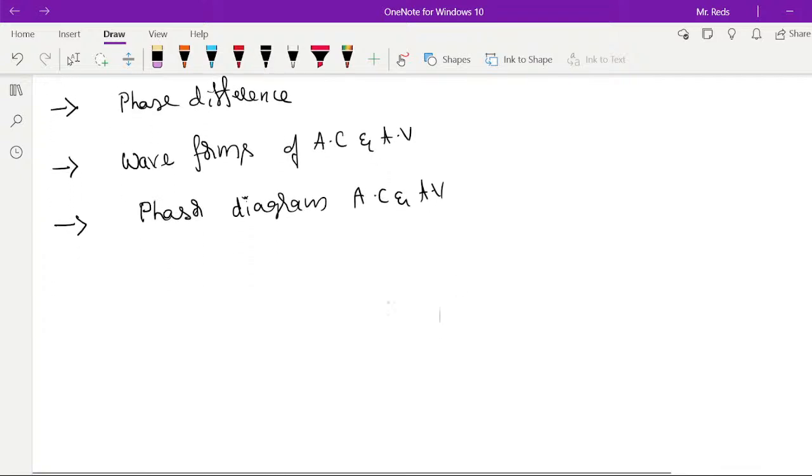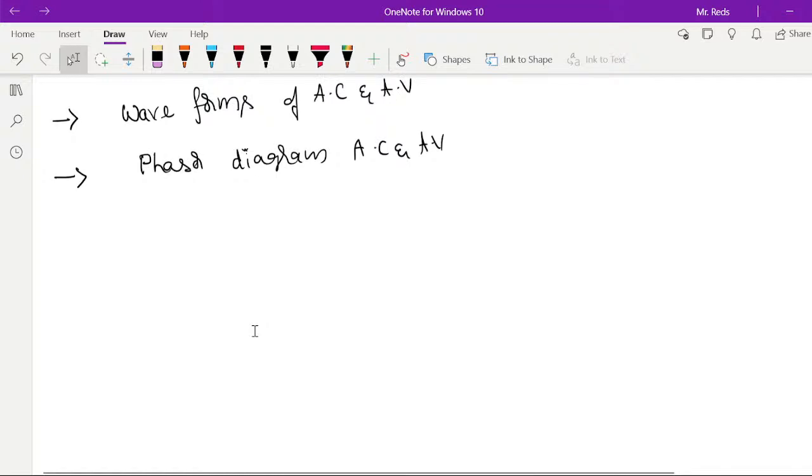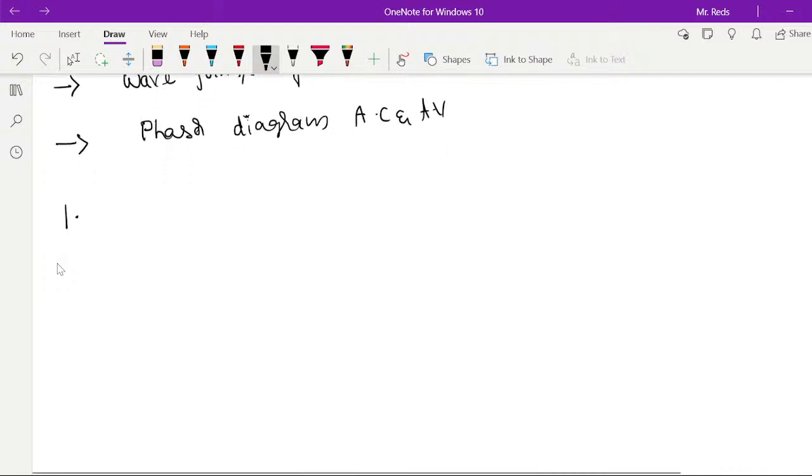Now the actual concepts we are going to discuss are the pure resistive circuit, pure inductive circuit, and pure capacitive circuit. In these circuits, we will see how alternating current and alternating voltage are related with one another. First, let us see briefly, and then we will try to work out some numericals as well.